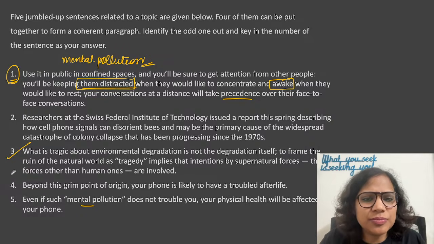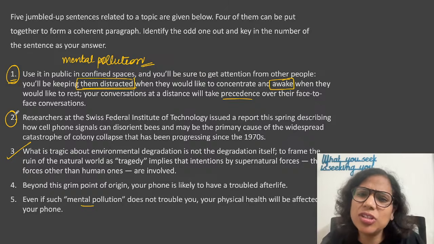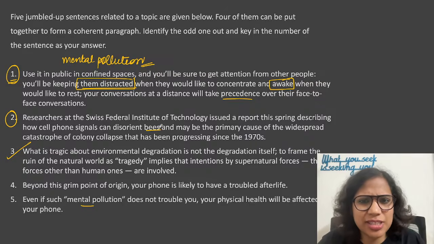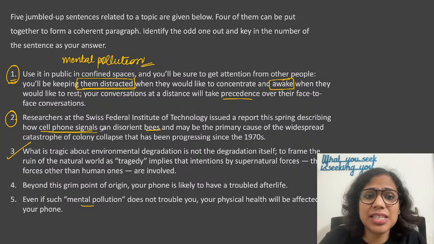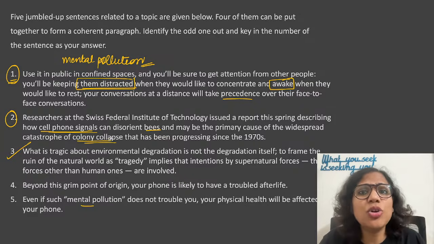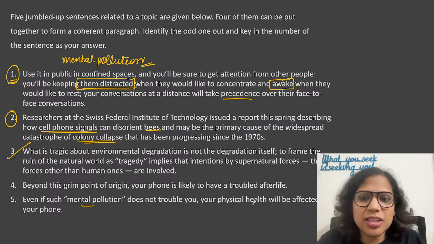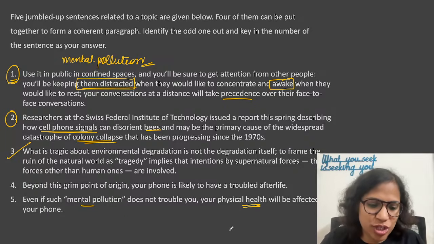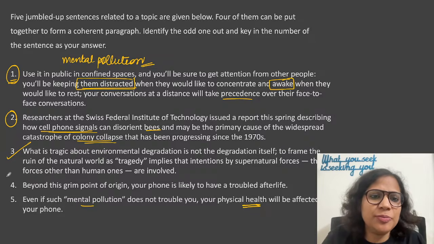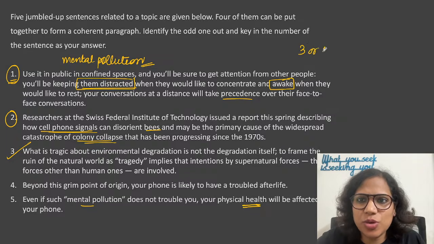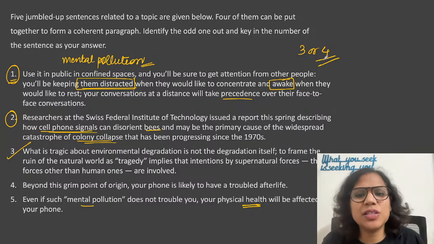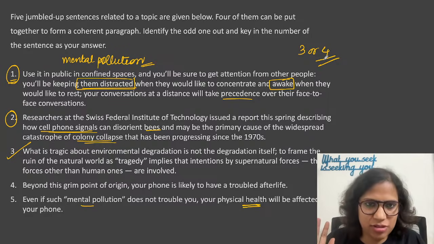Okay. Then 2 talks about these bees. Why are we discussing these bees? Because we are relating this to the physical harm that cell phone signals can cause. Their whole colony died, right? Their colony collapsed. So this is a physical harm, right? They died. So this is related again to 5. So 2 can also not be the odd one out, and good, nobody has actually said 2 as the odd one out. Fine. So the choice was, perhaps to me at least, between 3 and 4, right?